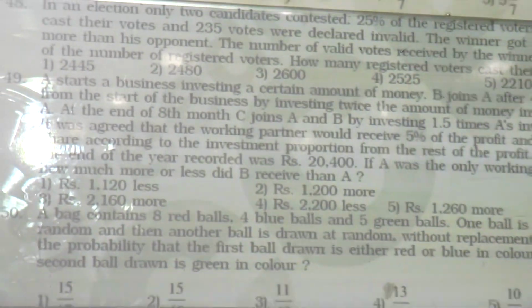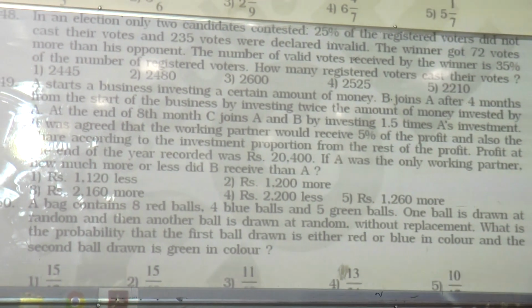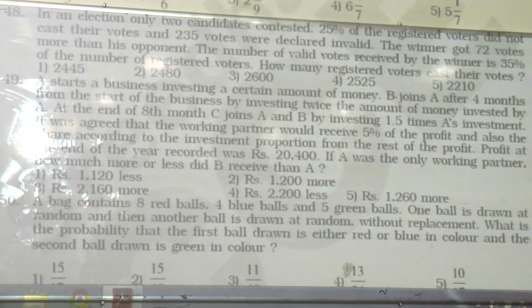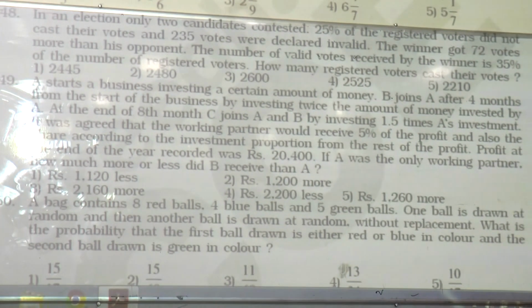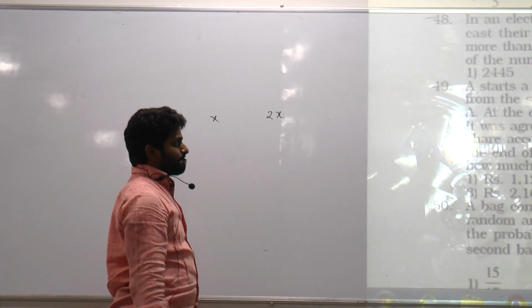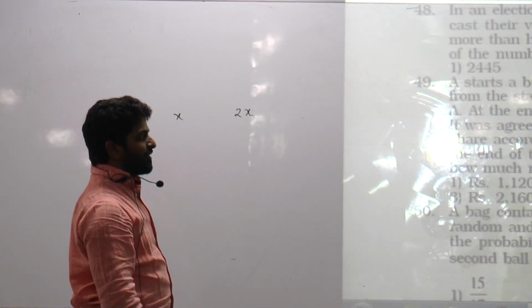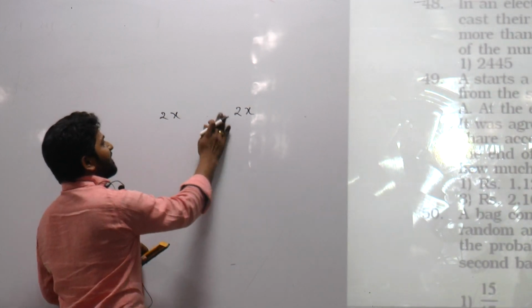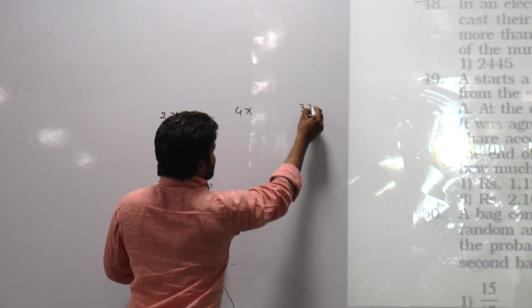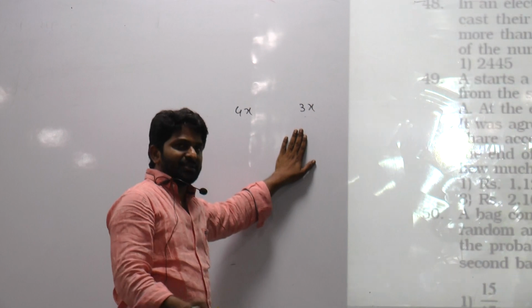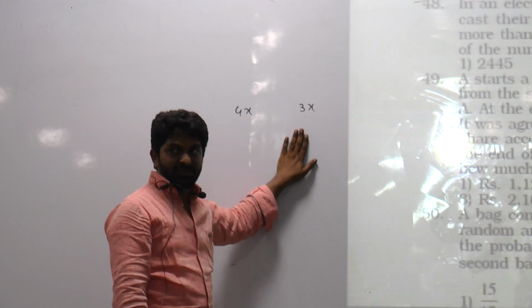Anyway, 49. A starts a business investing certain amount of money. B joins A after 4 months from the start of the business by investing twice the amount of money invested by A. Let's say A invested X rupees, B invests 2X. At the end of 4th month, C joins A and B by investing 1.5 times the investment of A. So I'll start with 2X, this becomes 4X, and it becomes 3X. I don't want to use 1.5 here. Don't use decimals and fractions in your simplification.